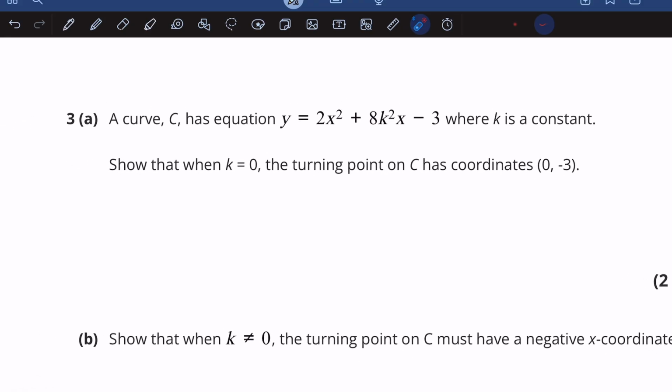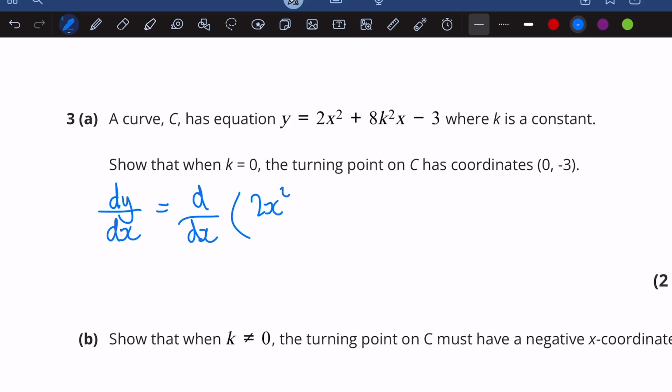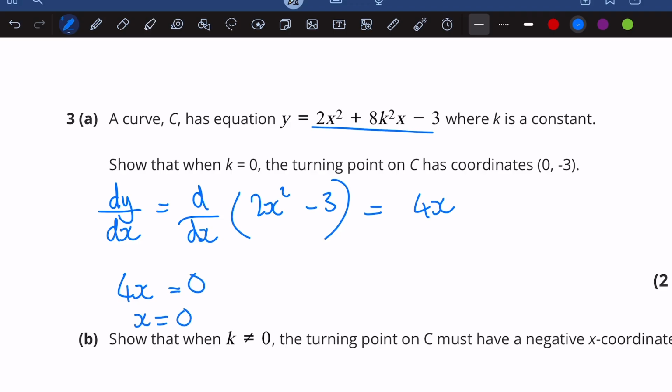So let's answer the first part, which is generally quite straightforward. Show that when k equals 0, you've got to find the turning point. So dy by dx is going to be equal to the derivative of the whole thing when k is 0. It becomes quite straightforward, which is just equal to 4x. And then you want to know when this is 0. So you get 4x equals 0, x equals 0. Put that back into the original one, and you're going to get y equals -3.